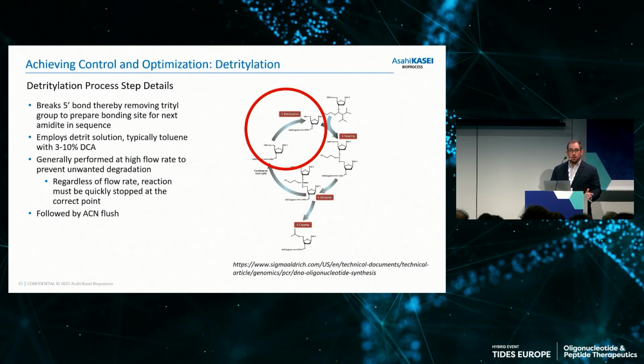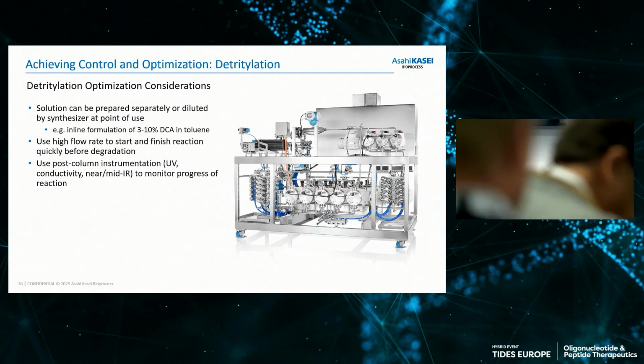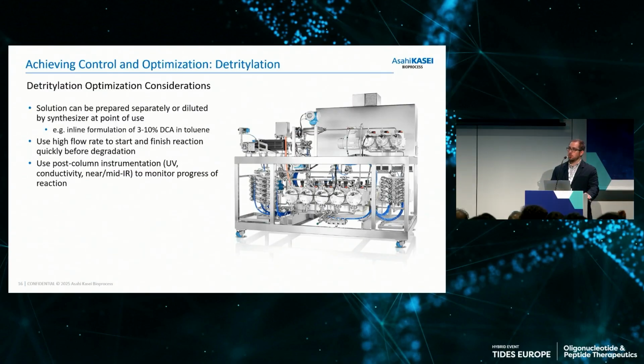Now, this is done generally with a 3 to 10% DCA solution in toluene. And this is also flushed then at a high flow rate to make sure that the DCA doesn't perform any further degradation of the molecule after cleaving off the DMT group. Now, the way that we can do this with our equipment is by making sure that we've got appropriate flow control and instrumentation, UV, conductivity, IR, that we want to be monitoring this step, and that our system's capable of the high flow rates needed for the ACN flush. And this is important, as I mentioned, to make sure that once the DMT group is removed, there's no further degradation of the molecule from the DCA.